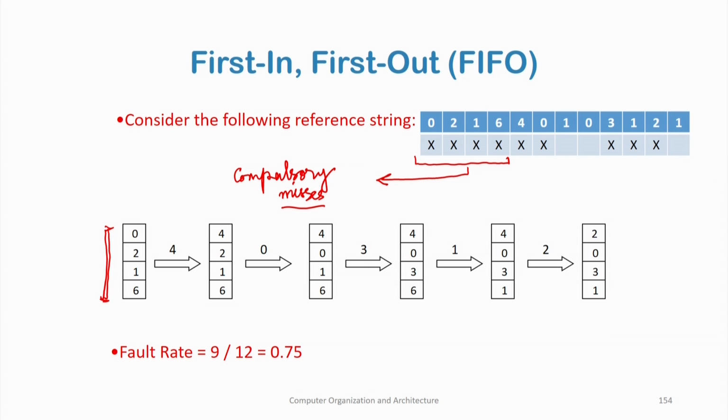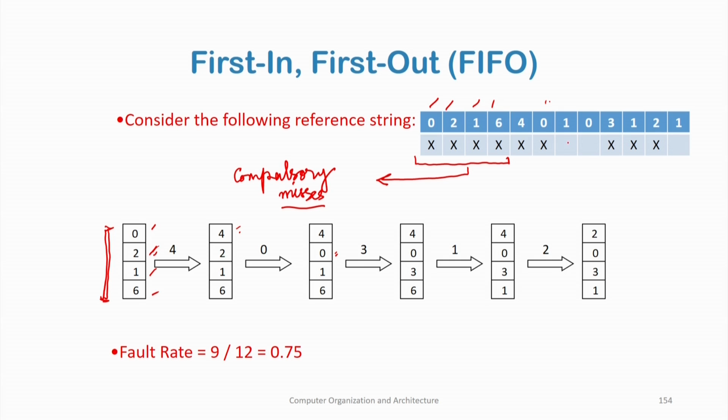So I bring in 2, 0, 1, 6, all missed, and then what happens? 4 comes in. Whom will 4 replace? 0 was the first one to come into memory, so 0 is the oldest. So, 0 is replaced with 4. Now, 0 is accessed again. Now, 0 is not there in the physical memory, so 0 will again lead to another page fault, and so whom will it replace? 2 is now the oldest one which came into memory. So, 0 replaces 2.